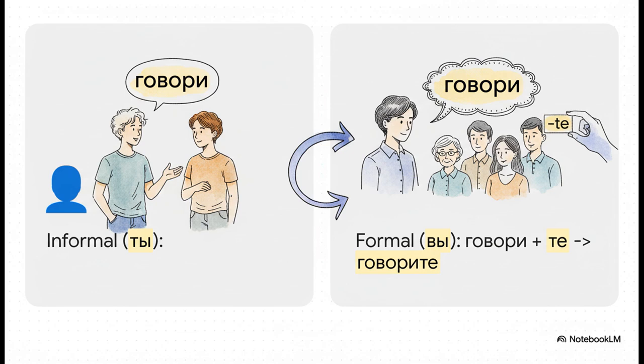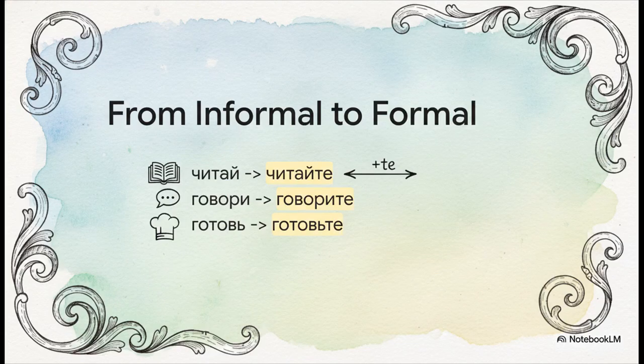To make a command formal, or to talk to a group of people, you take the command we just learned, like govori, and you just add te to the end. That's it. So it becomes govorete. See? You're just building on what you already know. So, let's look at our examples. The informal, read, was chitai. The formal becomes chitaite. You try that one.